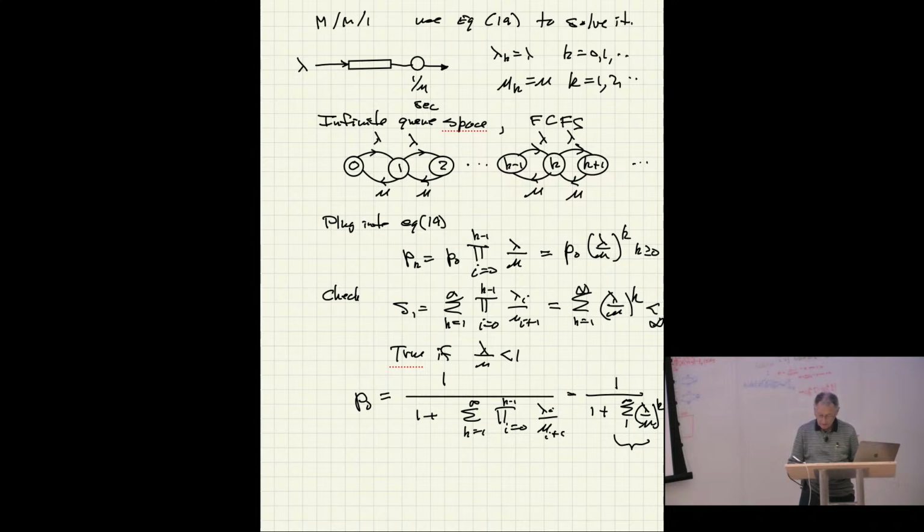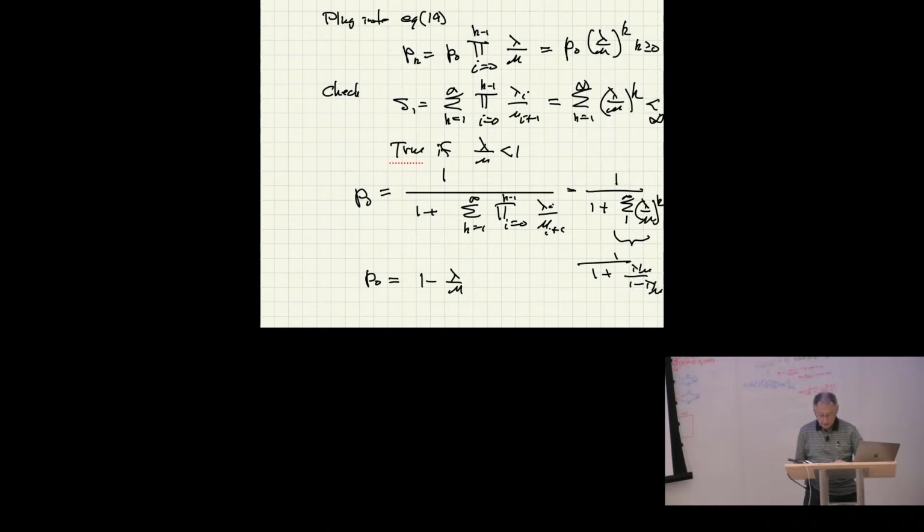Okay. So let's write that down. That's 1 over 1 plus lambda over mu over 1 minus lambda over mu. Okay? Well, that's what P0 is. So what does that all come out to? Multiplied by 1 minus lambda over mu, you get 1 minus lambda over mu. That's P0.